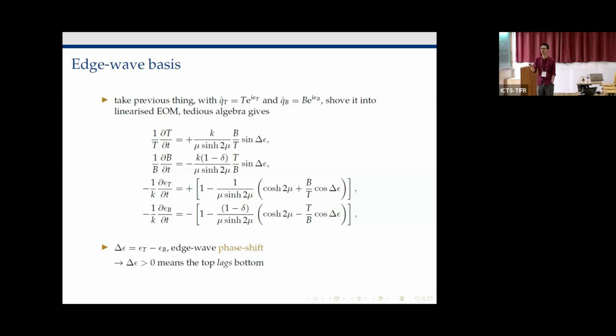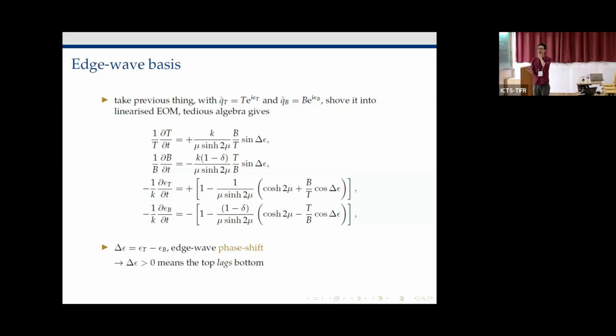So somehow I've turned the simple problem with 2 equations into a harder problem in 4 equations. But in this case, it's explicitly in terms of the edge wave amplitudes and the edge wave phases. And the quantity I would be specifically interested in is the edge wave phase shift. So this is your delta epsilon. And I've defined this such that a positive shift means the top lags the bottom in the PV signature. All right. So what I would expect is that if I get an instability, then my delta epsilon has to be positive. Because otherwise you don't have a tilt into the shape.